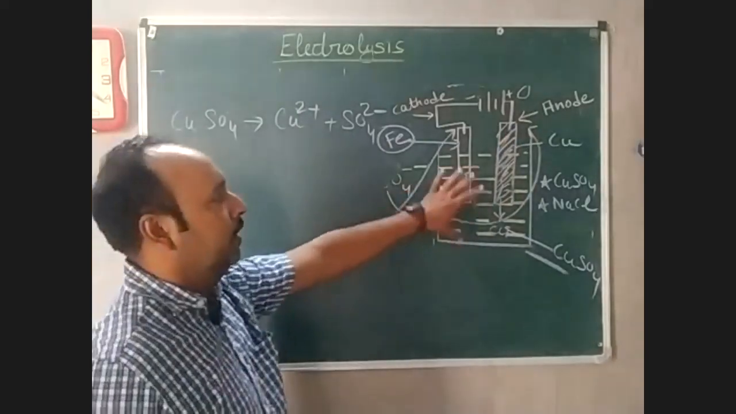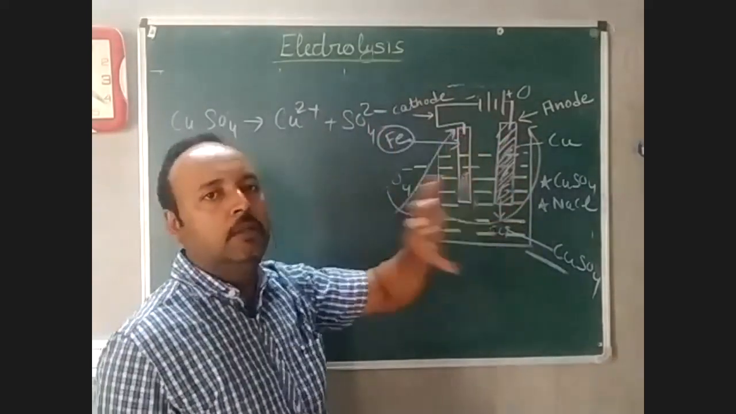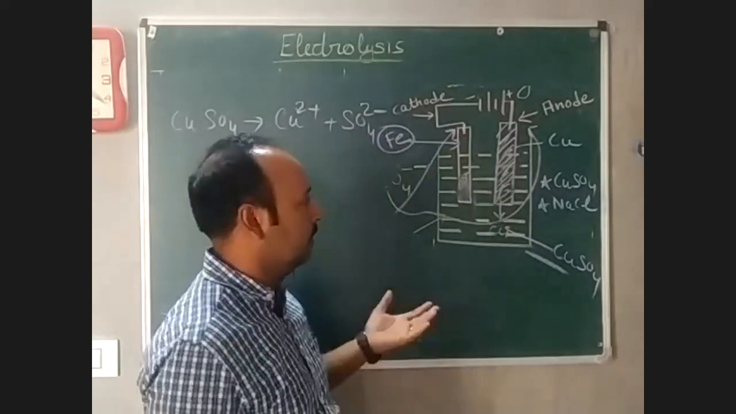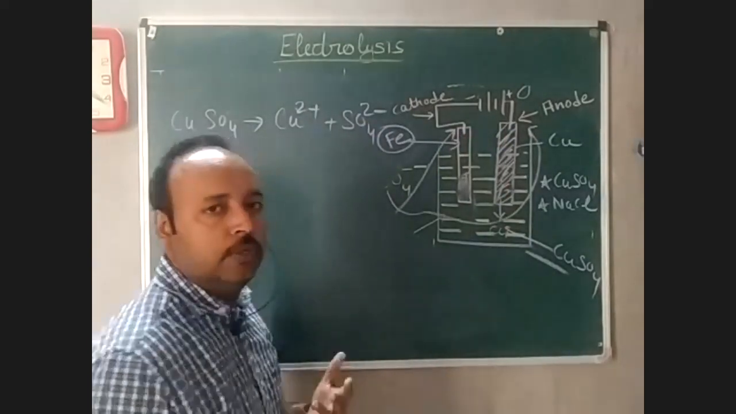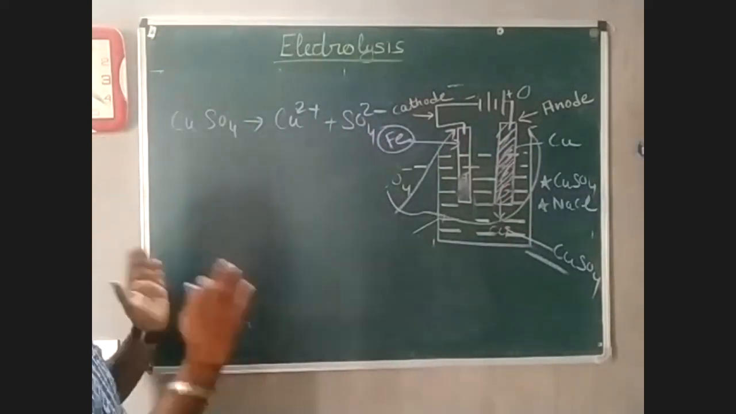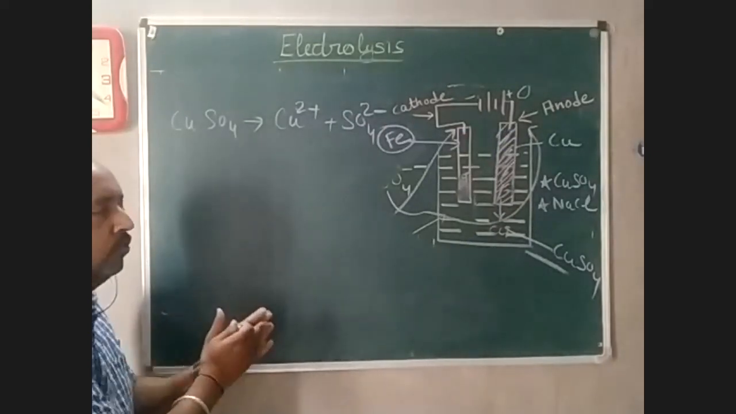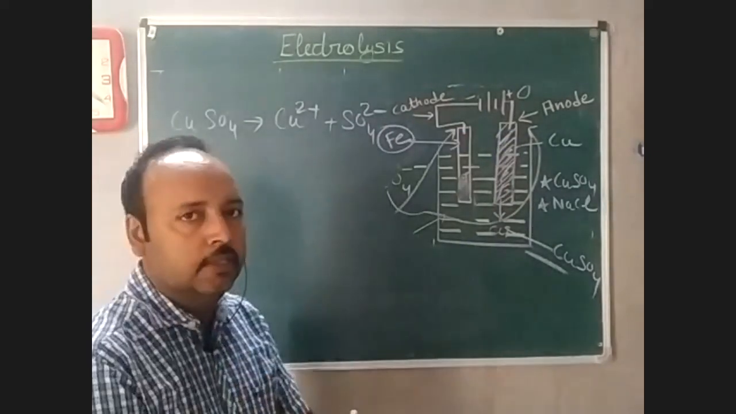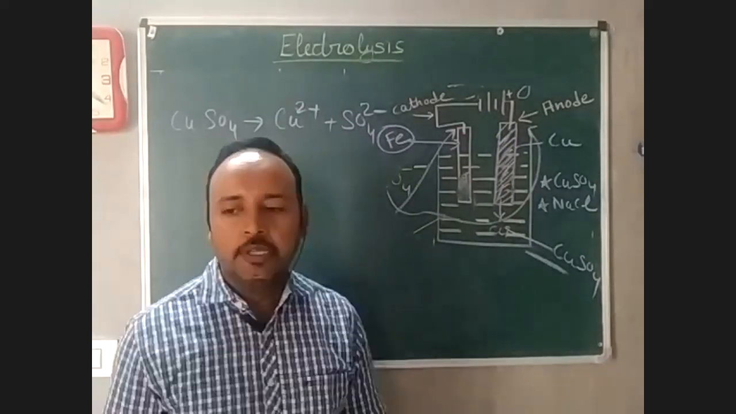And then we get the desired layer of the metal over the other metallic object on which we want to deposit the layer. This is the method of electroplating, which is an application of electrolysis, right? So this is all about electrolysis.